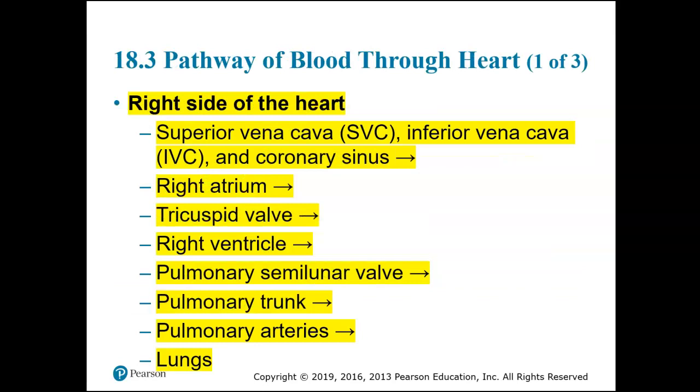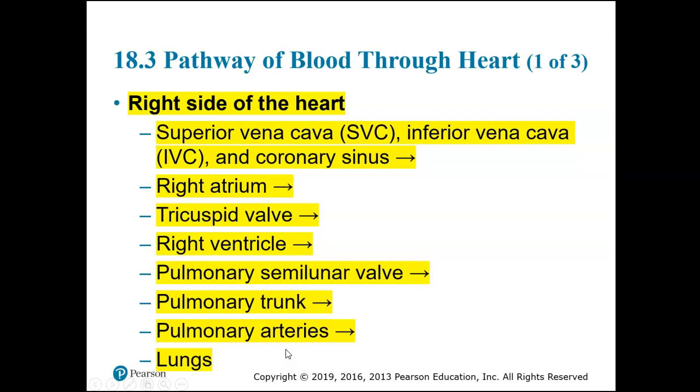Now, this is the pathway of blood flow through the heart. If we start with the vena cava, the superior vena cava returns blood to the heart from the upper body. The inferior vena cava returns blood to the heart from the lower body, and the coronary sinus returns blood to the heart from the heart blood vessels that supply the heart, the coronary circulation. And all of that blood returning to the heart enters the right atrium, passes through the tricuspid valve into the right ventricle, passes through the pulmonary valve into the pulmonary trunk.